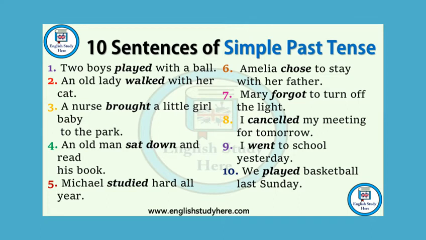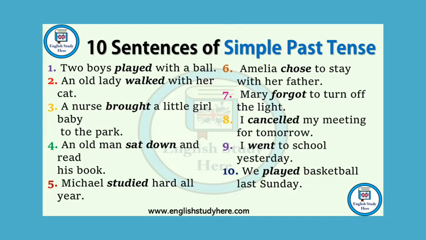Ten examples are given for the simple past tense. The two boys played with the ball. See, play is a regular verb, so ed is added to make it past tense. An old lady walked with her cat. A nurse brought a little girl baby to the park. The old man sat down and read his book. Then Michael studied hard all the year. So you see the difference, where is irregular and where is regular verbs.